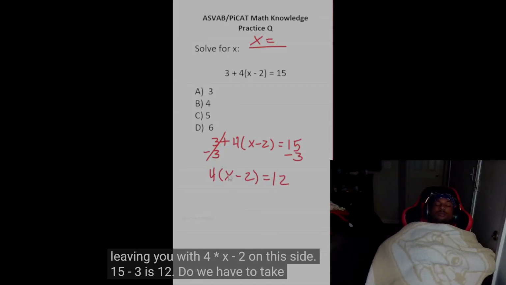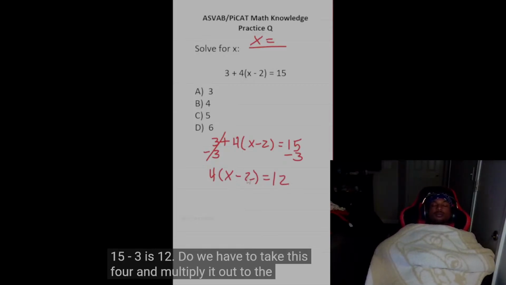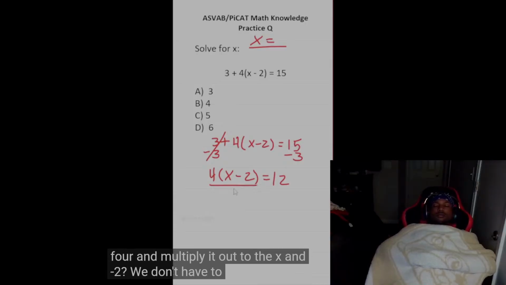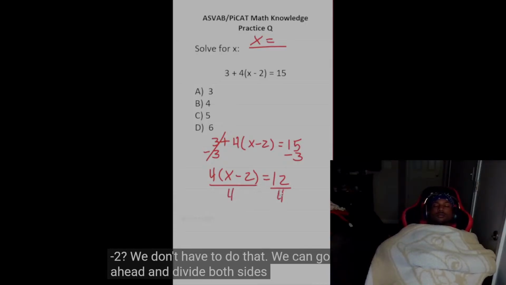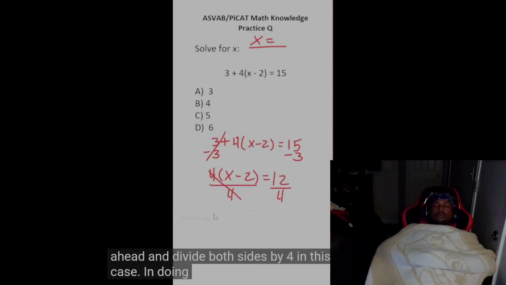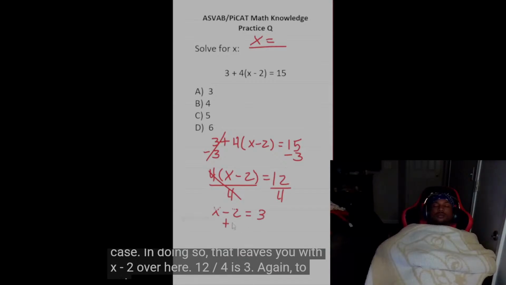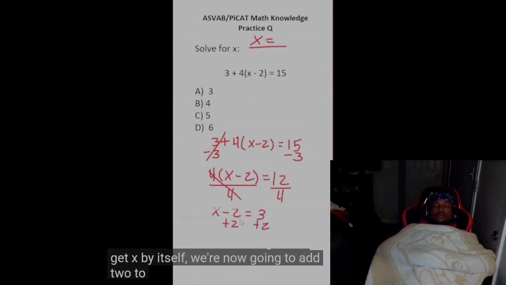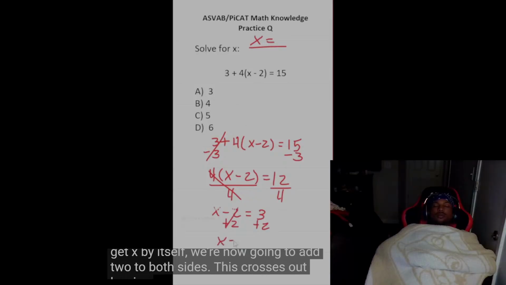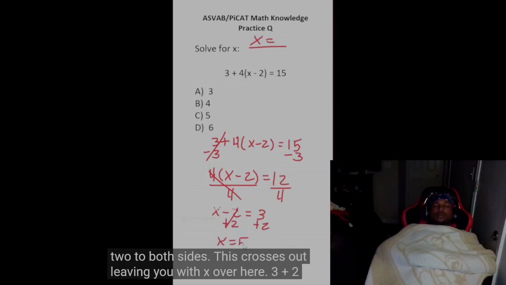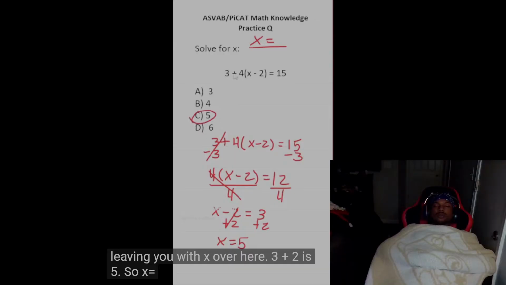Do we have to take this 4 and multiply it out to the x and -2? We don't have to do that. We can go ahead and divide both sides by 4 in this case. In doing so, that leaves you with x minus 2 over here. 12 divided by 4 is 3. Again, to get x by itself, we're now going to add 2 to both sides. This crosses out, leaving you with x over here. 3 plus 2 is 5. So x equals 5.